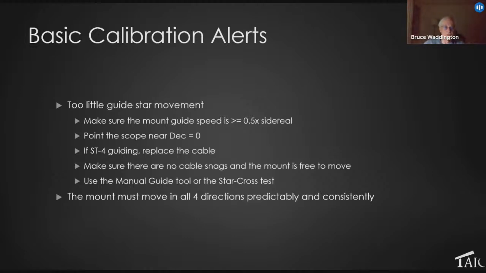You can also use some diagnostic tools at this point. I'll come back and say more about this later. But the point here is that the mount has to be able to move in all 4 directions in a reasonably consistent and predictable way. For the same reason that that's what you would have wanted when you were trying to guide for Dr. Hubble. You've got to be able to rely on the ability of the mount to do that and to do it in a consistent and predictable way.